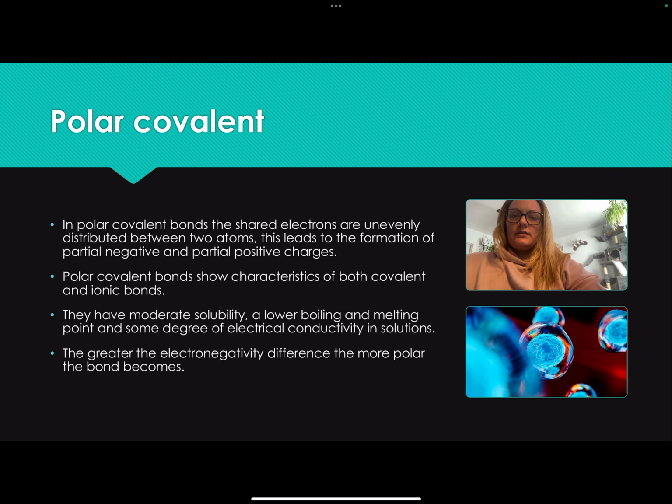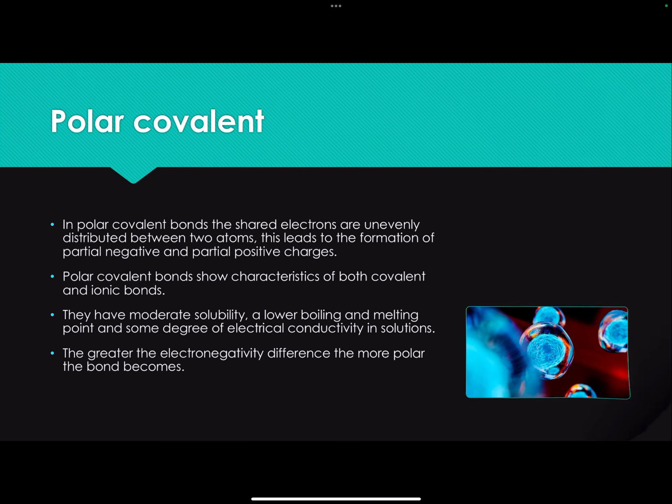Polar covalent. In polar covalent bonds, the shared electrons are unevenly distributed between two atoms. This leads to the formation of partial negative and partial positive charges. Polar covalent bonds show characteristics of both covalent and ionic bonds. They have moderate solubility, a lower melting and boiling point, and some degree of electrical conductivity in solutions. The greater the electronegativity difference, the more polar the bond becomes.